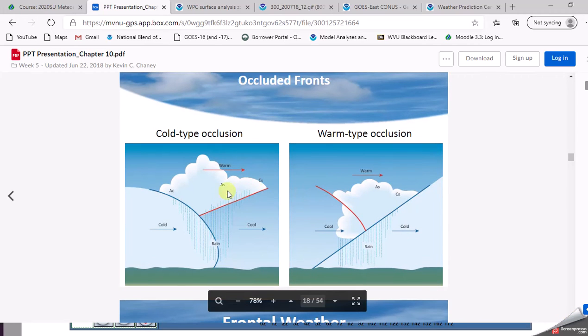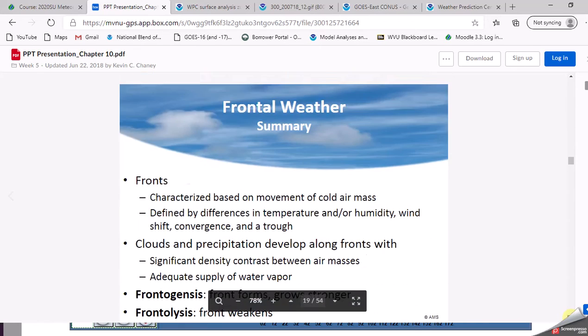Occluded fronts are just where a warm front or a cold front has overtaken and pushed a warm front aloft, basically. Or it can happen in either direction. Warm air is aloft, cold or cool air is ahead of it. And you're going to see they happen around low pressures, extratropical cyclones.